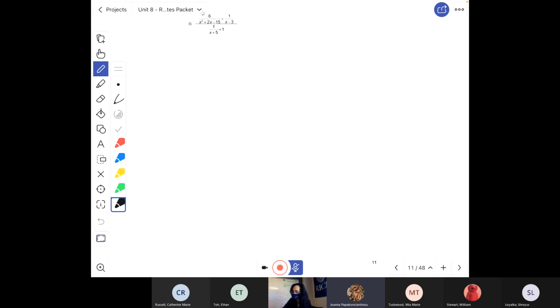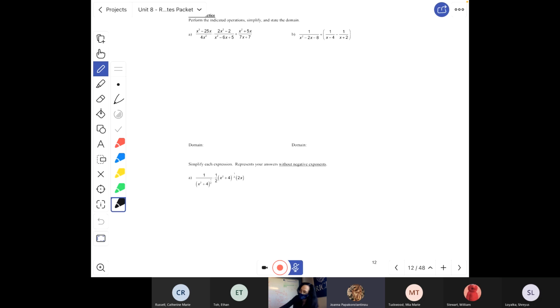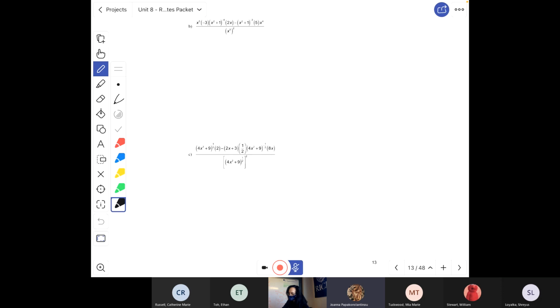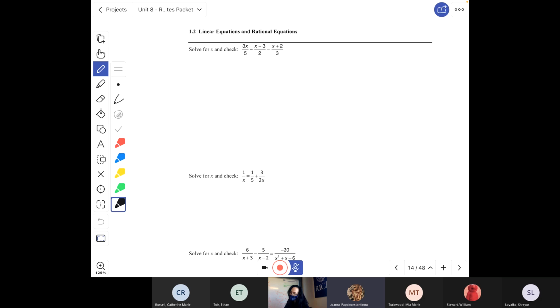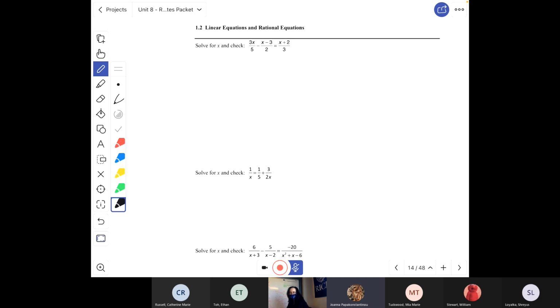Leaving that as a practice problem for you. Look, we have to simplify that numerator first and then address that least common denominator. More practice for you here, even with negative exponents. Super exciting. Even more practice with factoring. But I do want to talk about solving linear and rational equations.